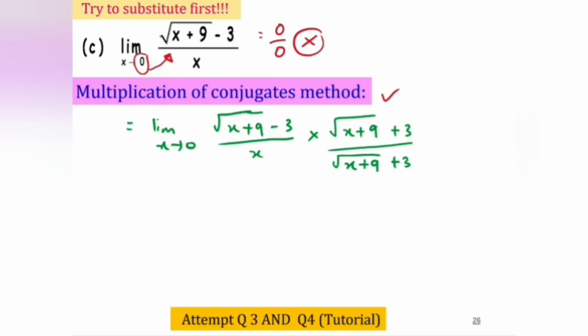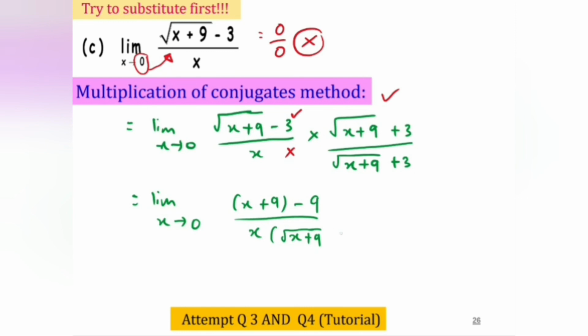And then we need to expand the numerator only, the denominator no need to expand. For the numerator, it will be x plus 9 minus 9 over x times (square root of x plus 9 plus 3). And then if we simplify the function, 9 minus 9 is 0. Then we can cancel off the x also. Then we can substitute the value of 0 into the function. You will get 1 over (square root of 0 plus 9 plus 3), which is 1 over 6.